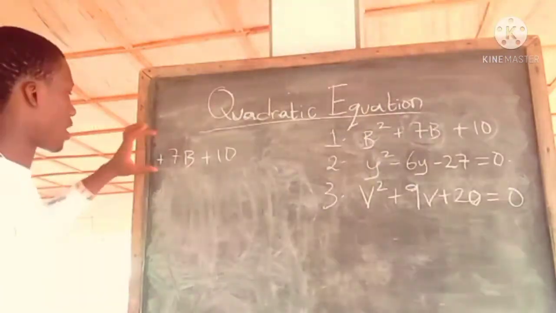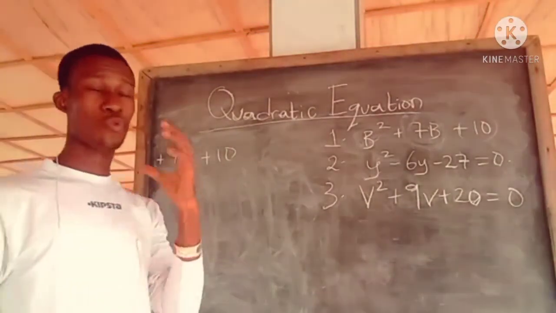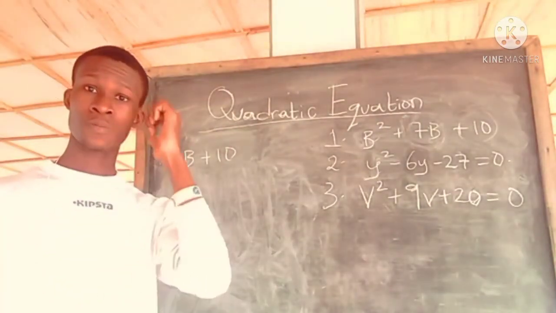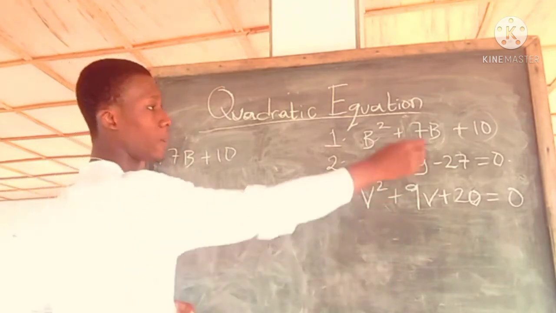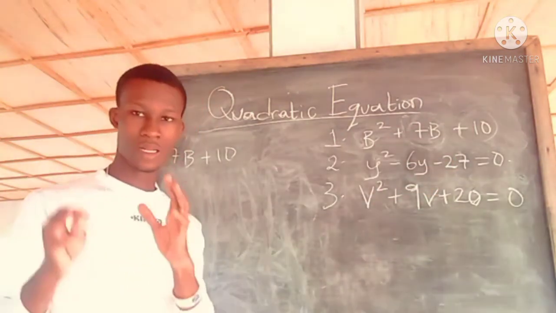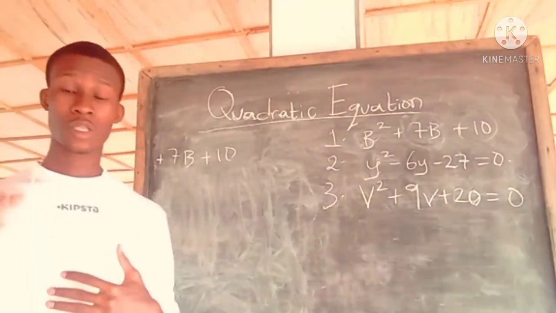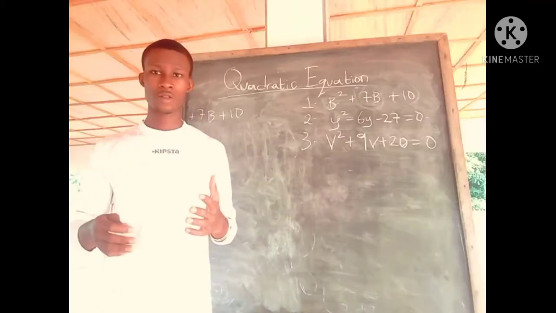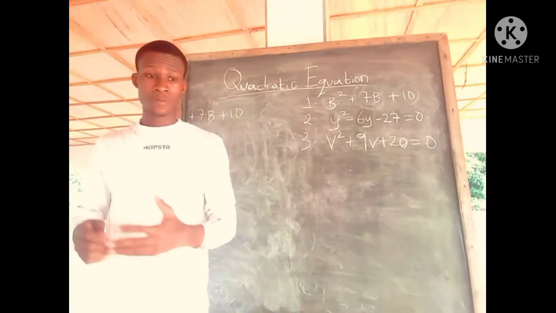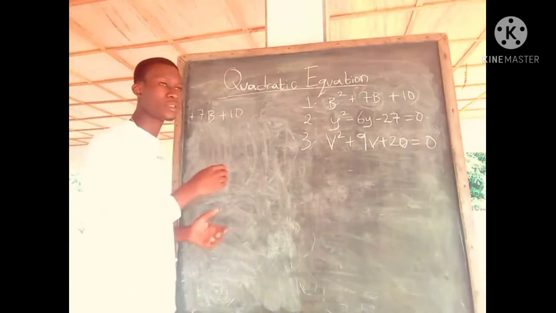Now we can see that we have 7b and 10. Like I said, when a quadratic equation is given to you, the main things to look at are the one in the middle and the one at the end. Those are your main focus. Now what's the next thing that comes to mind? You have to think about the possible factors of the number at the end. The number at the end we have here is 10.